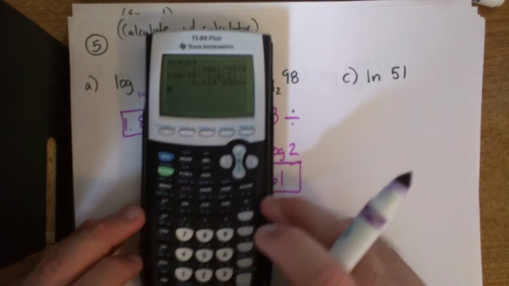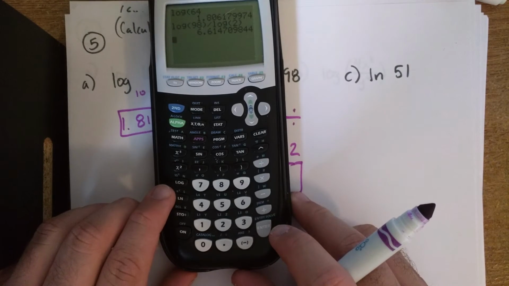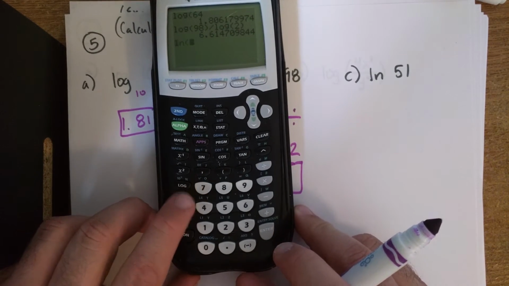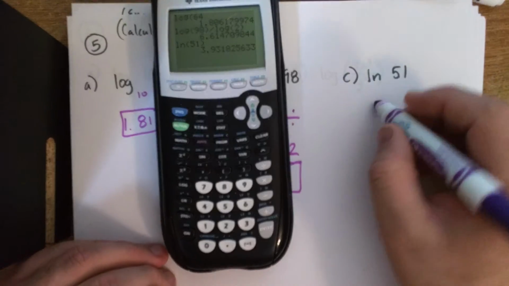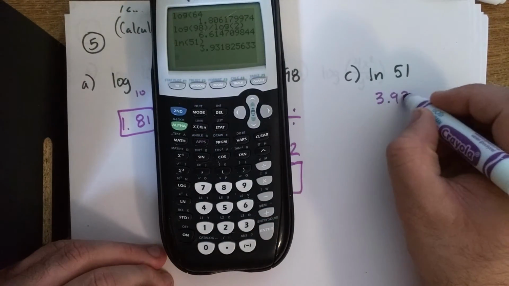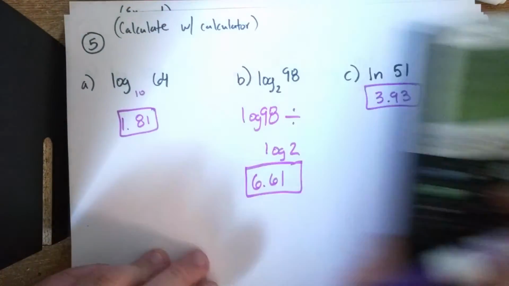And ln 51, you have the ln button. It's directly below the log button. So you just hit ln, type in 51, and we have 3.93. Okay, not bad.